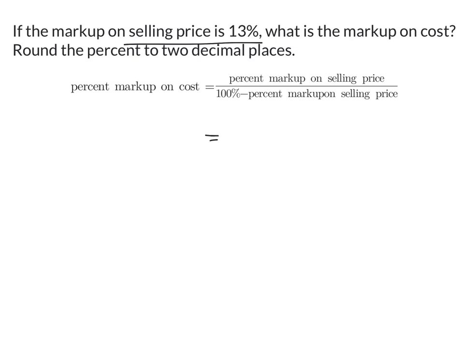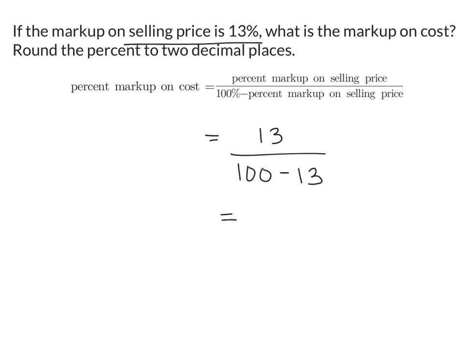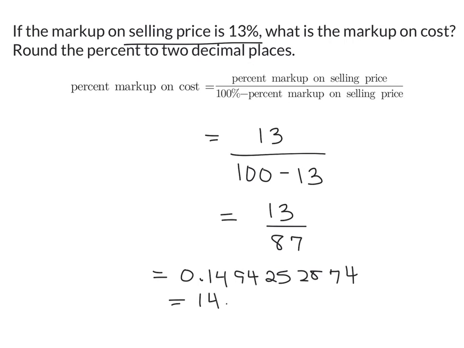So we have the percent markup on cost equals the percent markup on selling price, which is 13%, divided by 100% minus the percent markup on selling price, which is 13. So 100 minus 13 gives us a value of 87, and then 13 divided by 87 is a decimal of 0.1494252874. And then when we write that as a percent, we have 14.94252874%, and then rounded to two decimal places, we'll get a value of 14.94%, and that is our final answer.